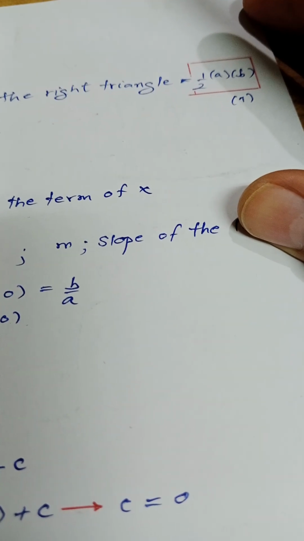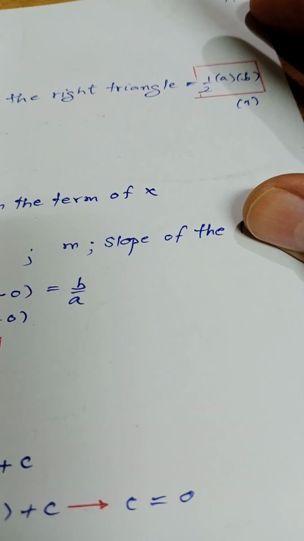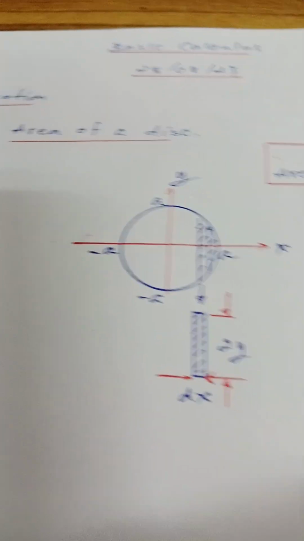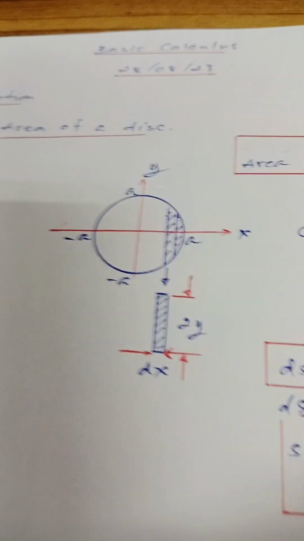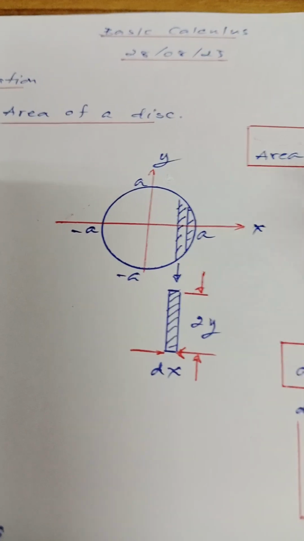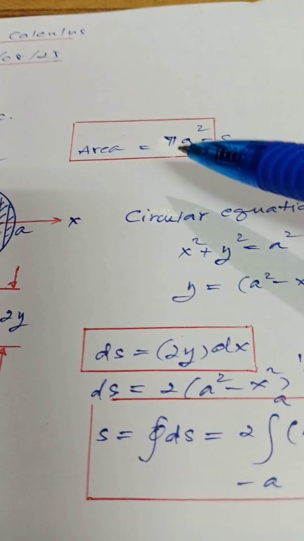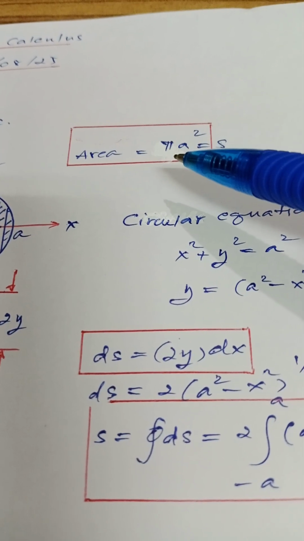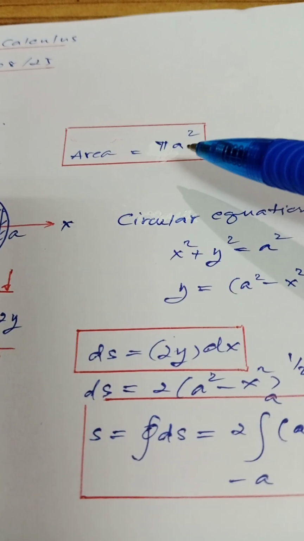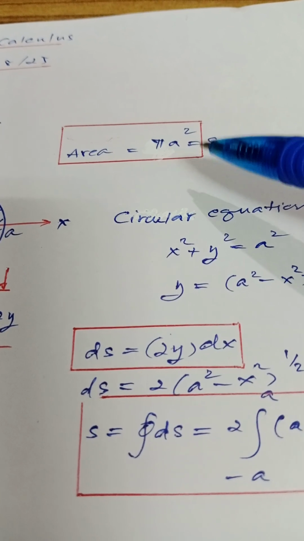Let's move to the area of a disk. All right, let's see. The area of a disk. You have a disk with the radius of a, and the area is simply pi a squared, where a is the radius of the disk.